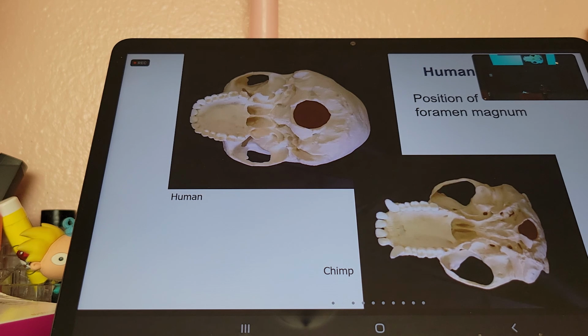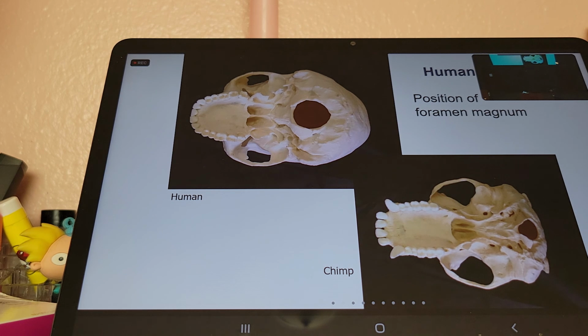So this is human versus chimp. This is about the position of the foramen magnum. The foramen magnum is the big hole. Foramen magnum literally translates from Latin to English, big hole, right? That is on the base of our cranium, like on the most inferior aspect, where the brainstem enters the cranial vault. The brainstem enters the cranial vault, right?